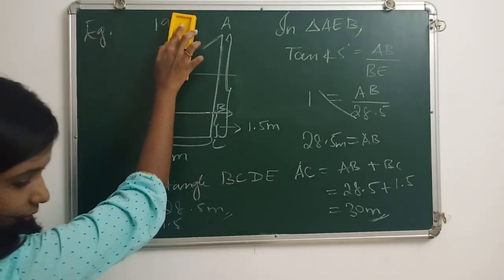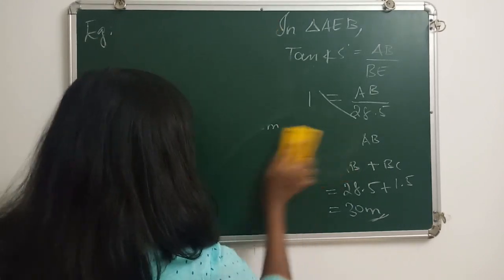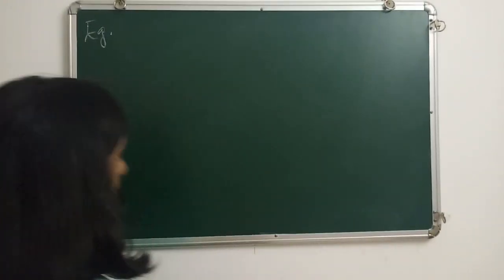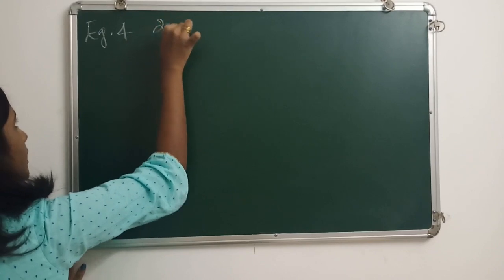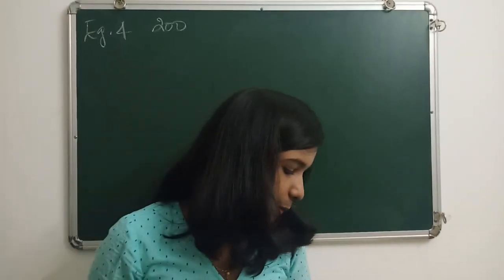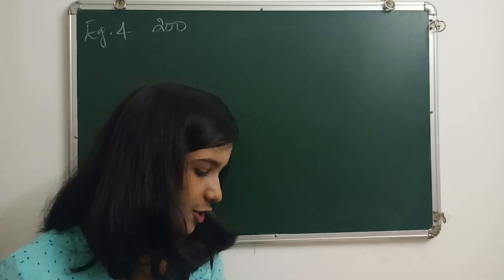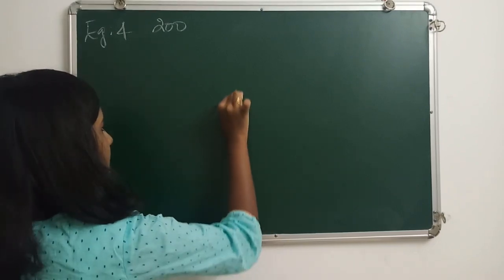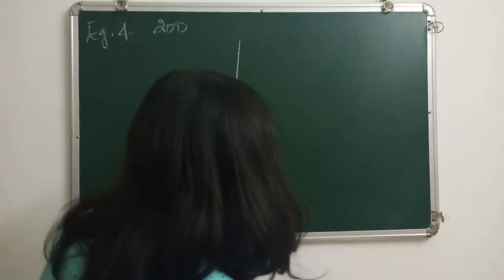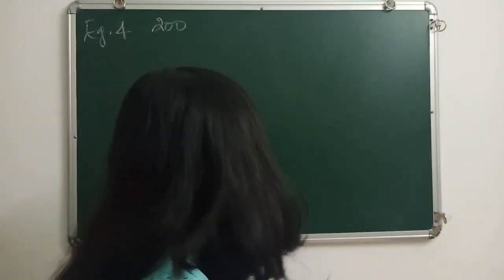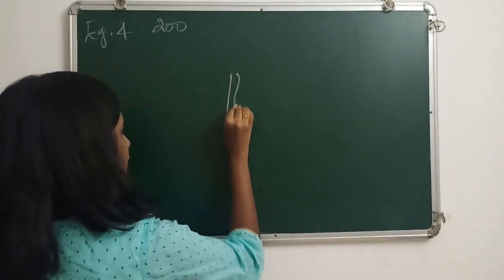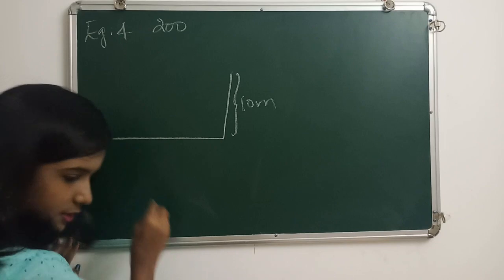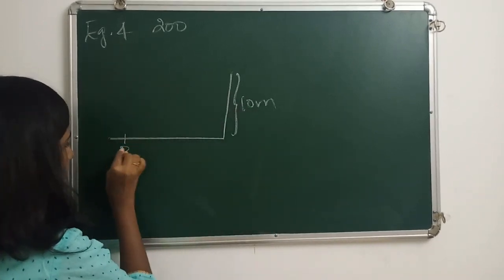Example 4 on page number 200. The question is, from a point P on the ground, the angle of elevation of the top of a 10 meter tall building is 30 degree. Now we can take this as the 10 meter tall building, maybe somewhat lesser, and this as the ground. From a point P, we can take this point as P.